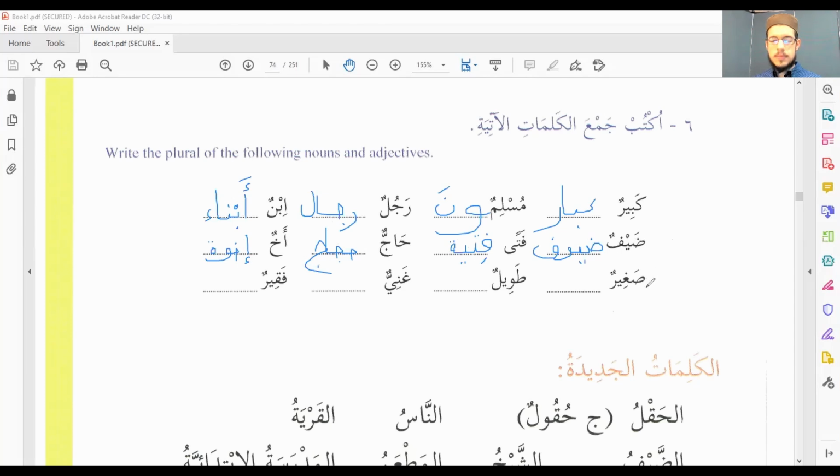Last line, Dr. Zia, if you're there. صغير، صغار، طويل، طوال، غني، أغناء. Very close. أغنياء. فقير، فقراء. Excellent work. It's as simple as that. صغير صغار، طويل طوال، غني أغنياء، فقير فقراء. Fantastic. And that's a nice little vocab review.